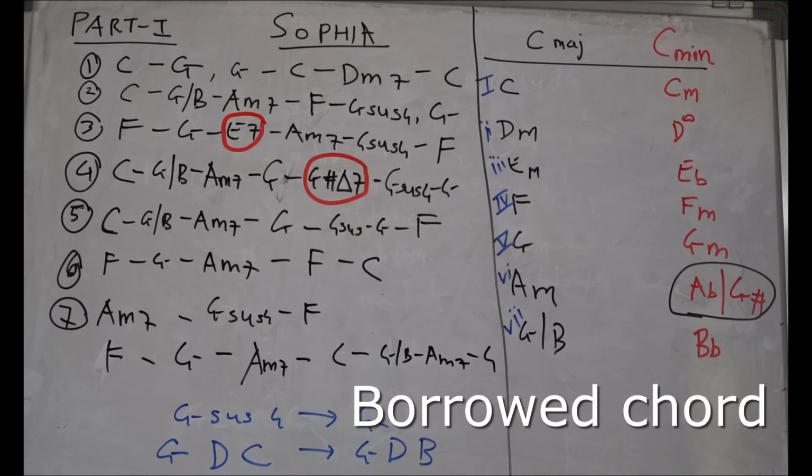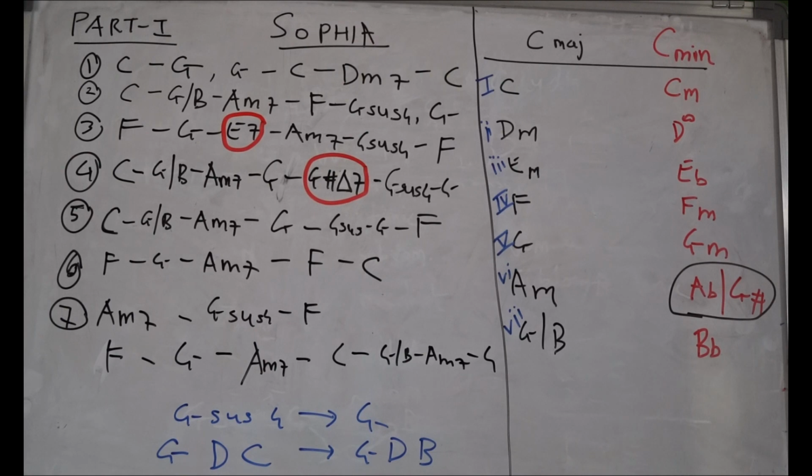So it's known as a borrowed chord. So we are using this G sharp major 7 to create some very nice effects out of the scale, and then we come back into the C major scale using the G sus4 to the G. So in progression number 4, this G sharp major 7 chord is considered as a borrowed chord.